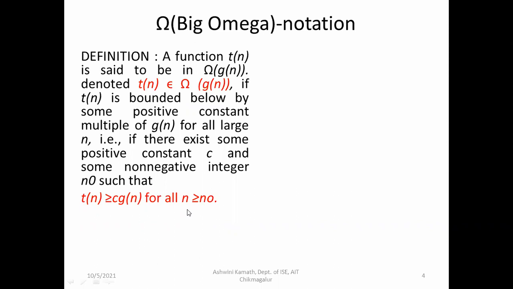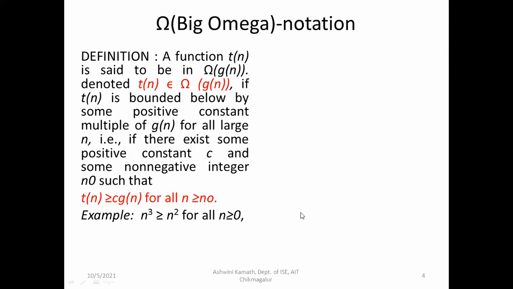T of n is bounded below by some positive constant multiple, meaning it has a larger order of growth. C and n naught are constants, that is, C is a constant value and n naught is a non-negative integer. So for example, consider n cube greater than or equal to n square, for all n greater than or equal to 0. Here the n naught value is 0. When n is 0, 0 is greater than or equal to 0, so it is equal.